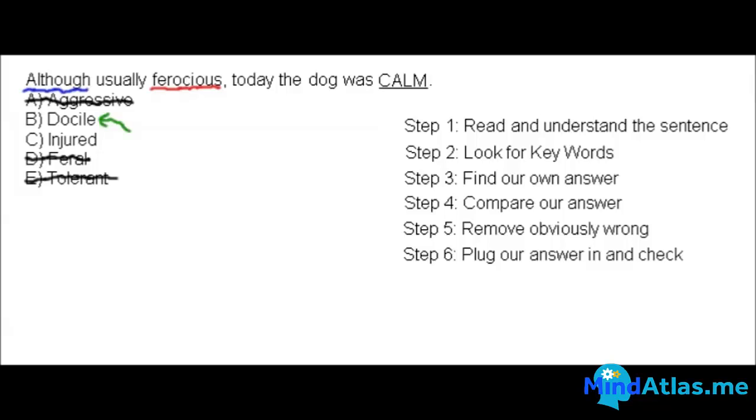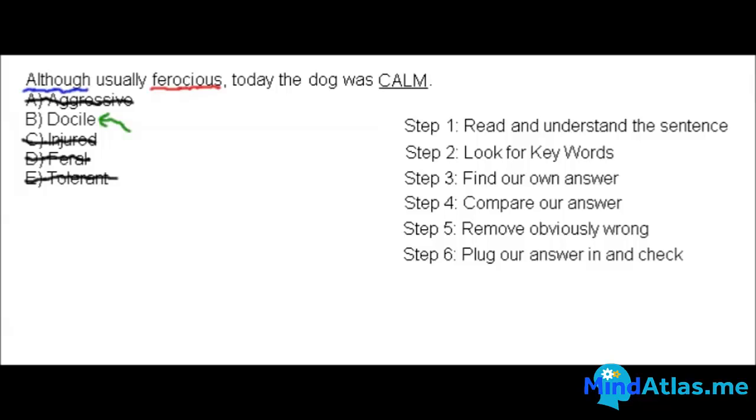When we put in answer C, injured, into the sentence, we can see it is a bit out of place. Being injured isn't an opposite of ferocious, and doesn't fit with the sentence. It's a different theme altogether. Our theme here is the behaviour of the dog, and injured doesn't describe a behaviour. This leaves us with answer B, docile, which does fit and sounds good in the sentence. Although usually ferocious, today the dog was docile.